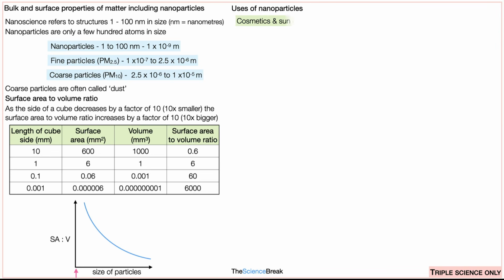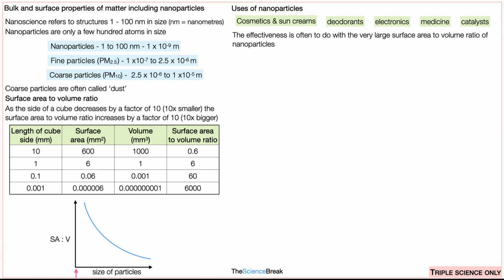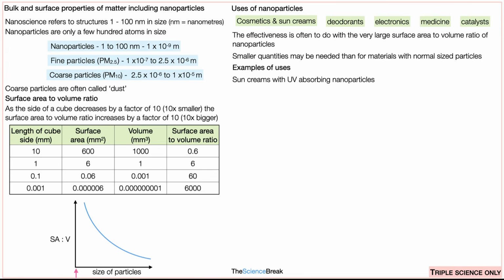Uses of nanoparticles. These are used in cosmetics and sun creams, in deodorants, in electronics, in medicine, and as catalysts. The effectiveness is often to do with the very large surface area to volume ratio of nanoparticles. This means smaller quantities may be needed than for materials with normal sized particles. For example, sun creams with UV absorbing nanoparticles. You can use a smaller amount of sun cream and absorb more UV light.